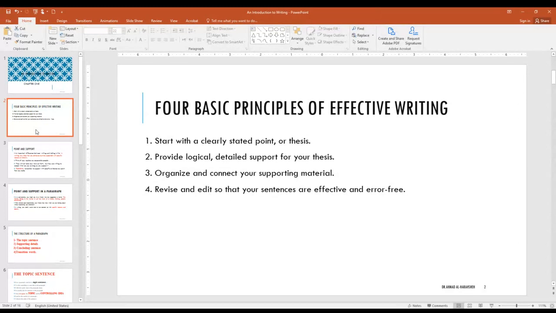The definition of a paragraph is a group of related sentences. It must have unity. That means your paragraph should discuss only one topic. All the details presented in your paragraph should be related to the topic sentence.